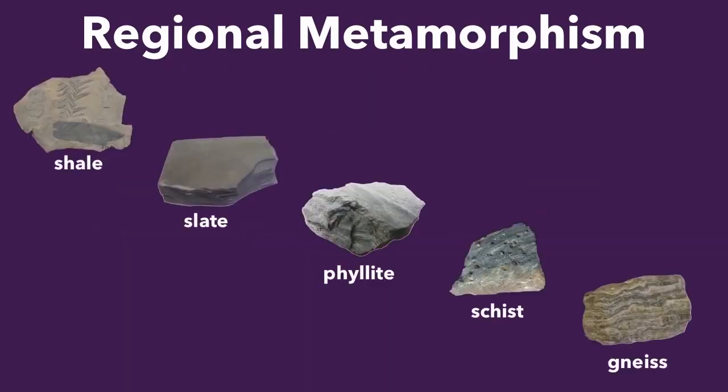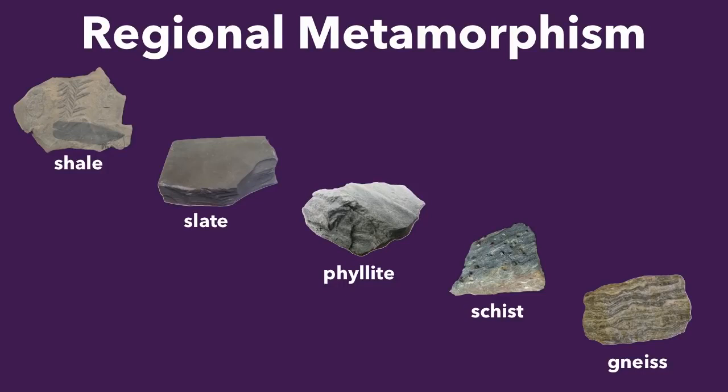Let's take a look at what we see here. This is a typical progression of metamorphism that occurs, starting with the sedimentary rock shale. If you add heat and pressure, it will metamorphosize to slate. If you add more heat and pressure, it will become phyllite, more, and it will become schist, even more, and it will become the metamorphic rock gneiss. Take a look at that gneiss sample down there.